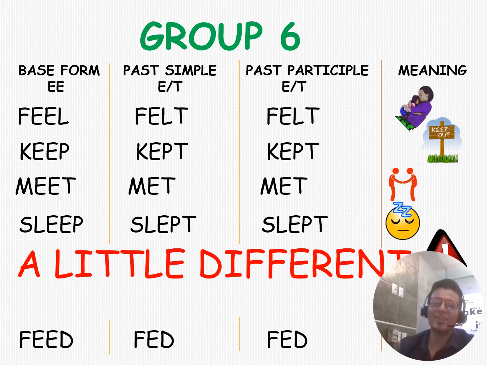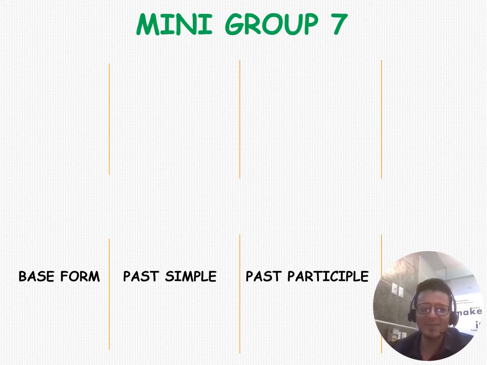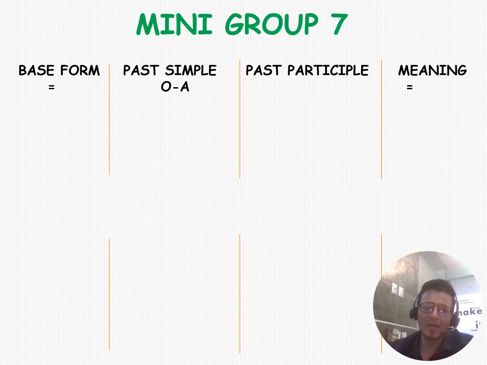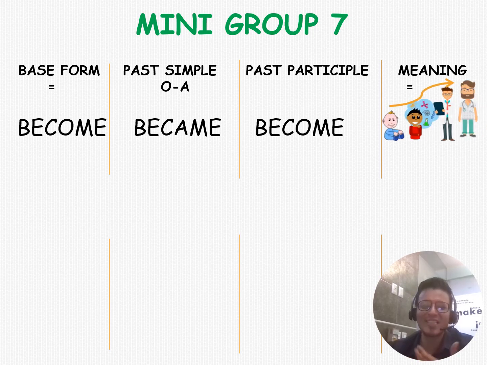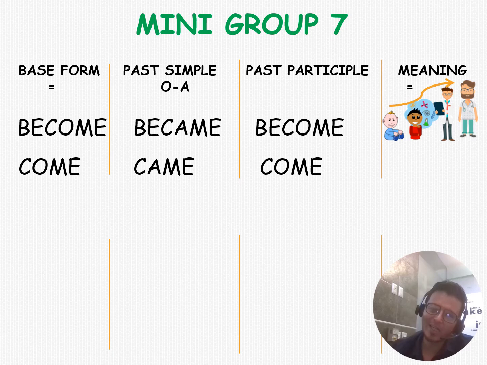Okay, the next two groups, we're calling them mini groups. Group 7 and Group 8. They only have a couple that follow the same pattern. In Group 7, those are the ones that in base form and participle have an O, but in past change to an A. Become, became, become. And then, of course, another similar verb, come, came, come.